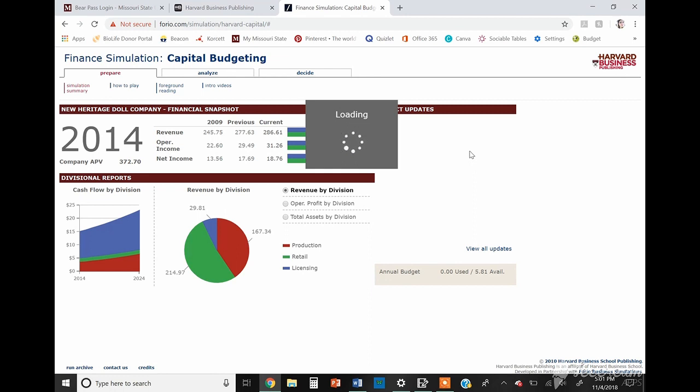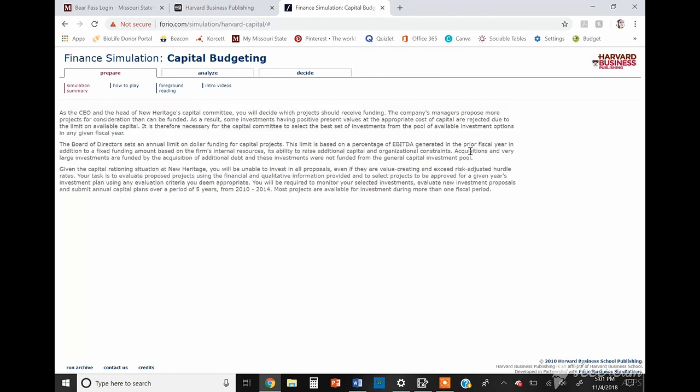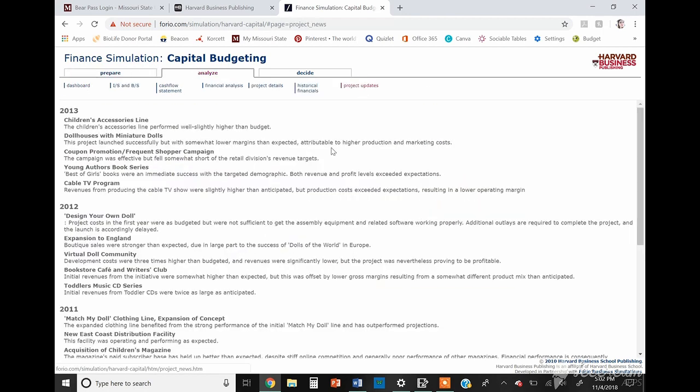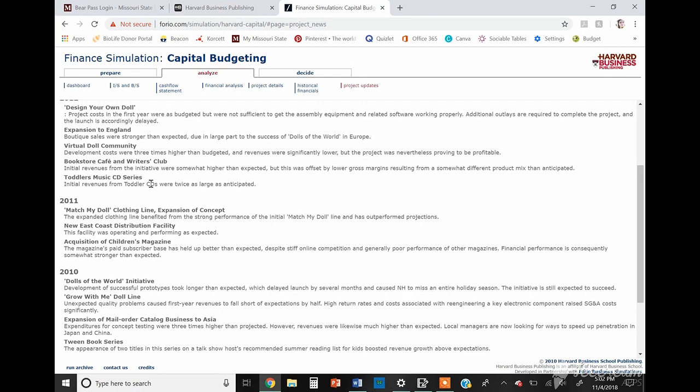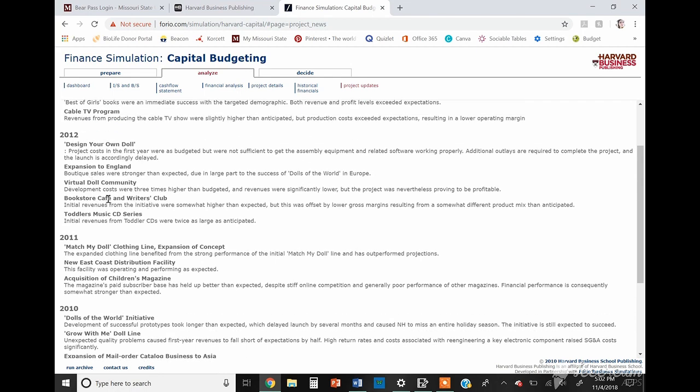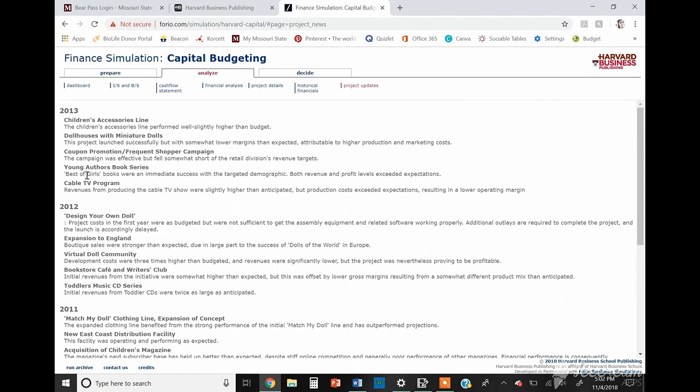So yeah, based on my strategy, it affects what I would choose. I wouldn't choose any projects that weren't going to have a value in the future. And going back to the interdependent projects, I would try to choose projects that had to do with each other. The greatest example was the Dolls of the World with my expansions to Asia and to England in 2012. As well as the Bookstore Writers Club, and then later the Young Authors book series. That's another example of things that went together, so it made sense to pick both, and they also fit my criteria.